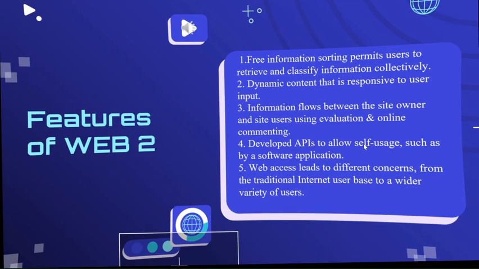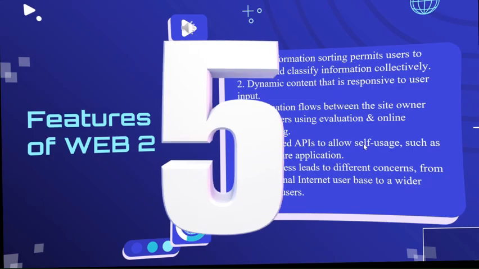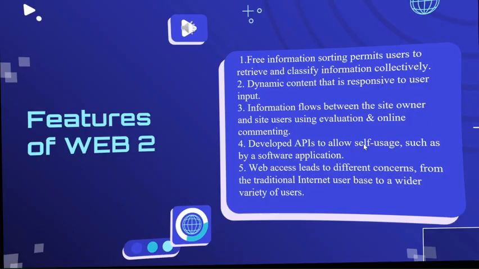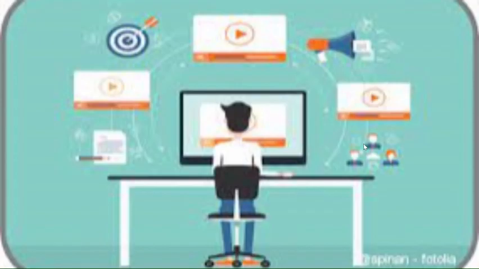Now that we have gotten the gist of what Web2 is, it is important for us to look at the features of Web2. So what are the features of Web2? There are about 5 features of Web2. Number 1, free information sorting permits users to retrieve and classify information collectively. Number 2, there's dynamic content that is responsive to user input.